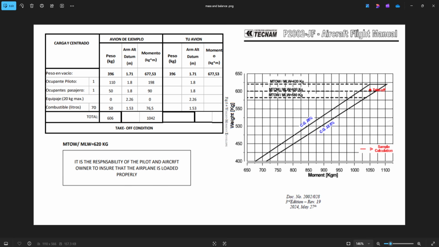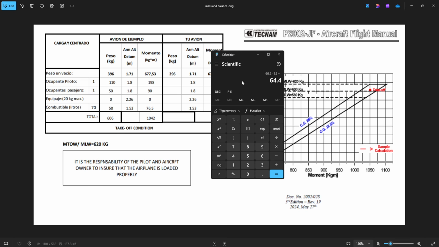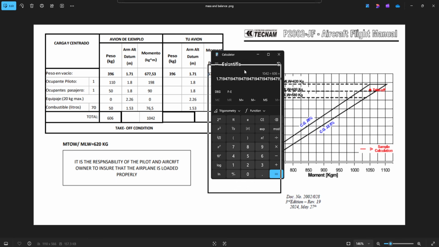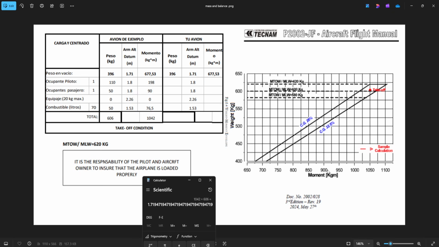You bring a calculator, you make the total of all this, which is 677. Okay, we have it here. It's an example. So 1042 divided by 606. We will get 1.72, the center of gravity. So we come here. Okay, we select 1042 here, and here 606. So we are within limits in the envelope.